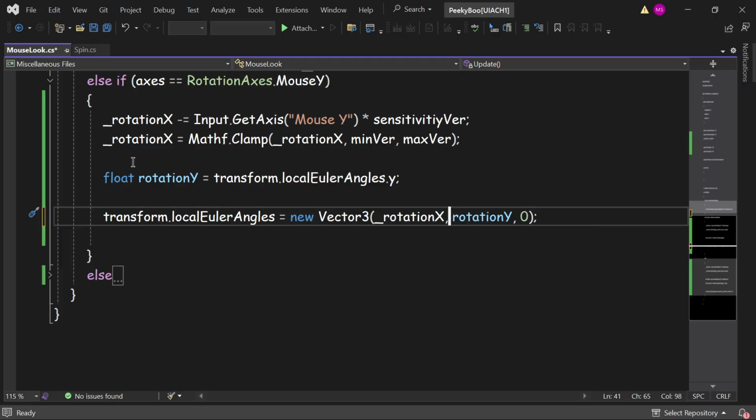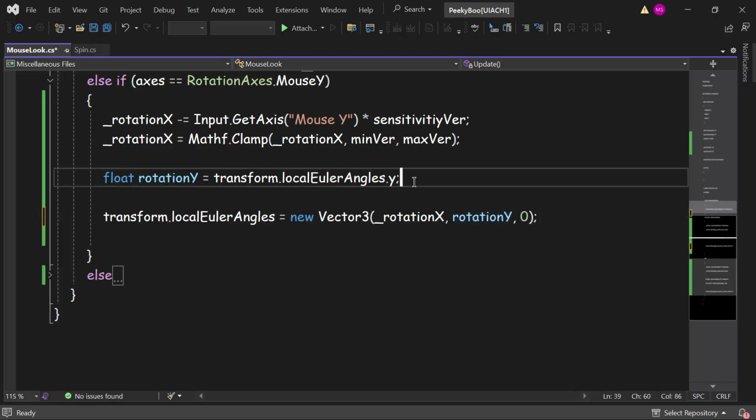Okay, so for the last line here, transform local Euler angles, this is where we update our movement for looking up and down. Rotation X means we're initiating a type of vertical tilting, and rotation Y initiates a horizontal tilting, but right now we don't want to change any horizontal tilt. We just want to change us looking up and down, but at a specific degree, which is a 45-degree range.